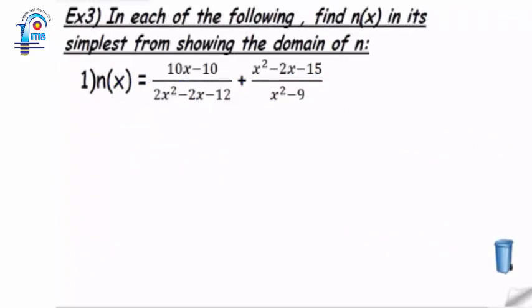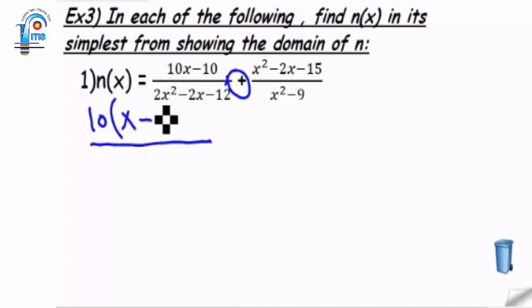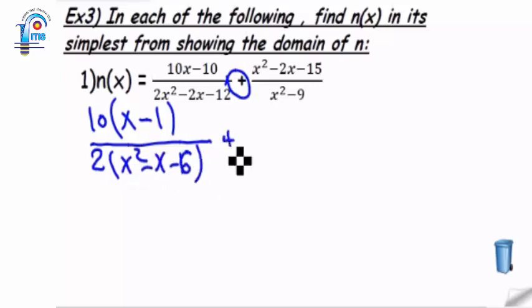Find n of x in its simplest form, showing the domain of n. We have three steps for adding two fractional functions. First, factorize the numerator and denominator of the fractions, then get the domain. The last step, we cancel out. At the first, the numerator has a common factor, which will be x minus 1, and the denominator has x squared minus x minus 6.